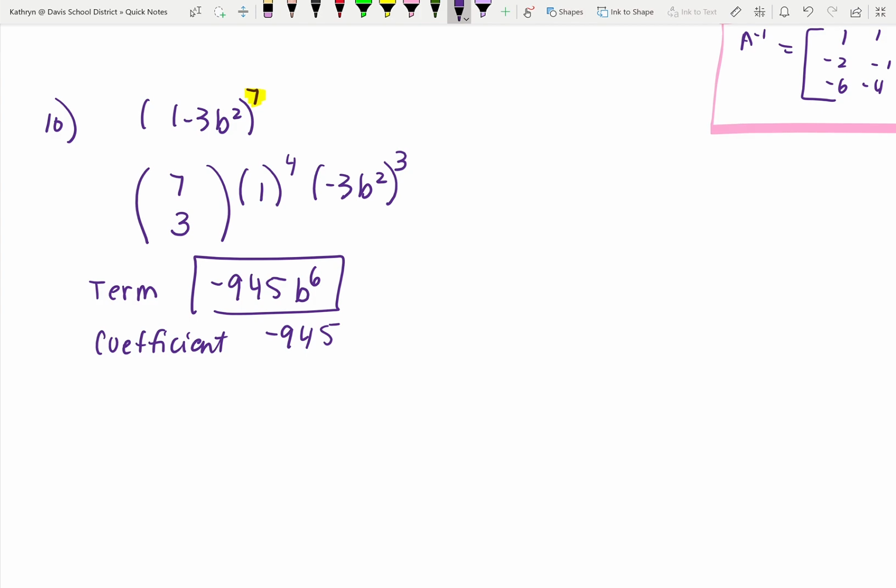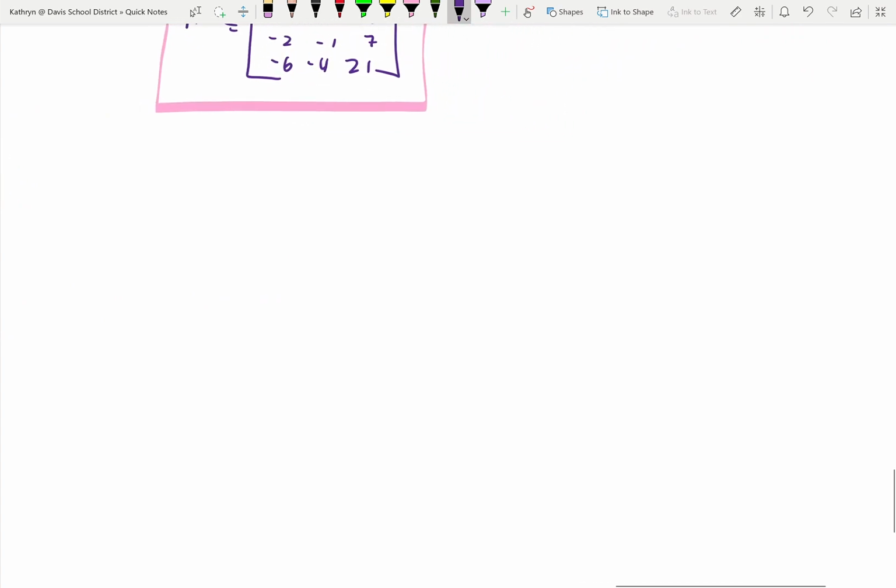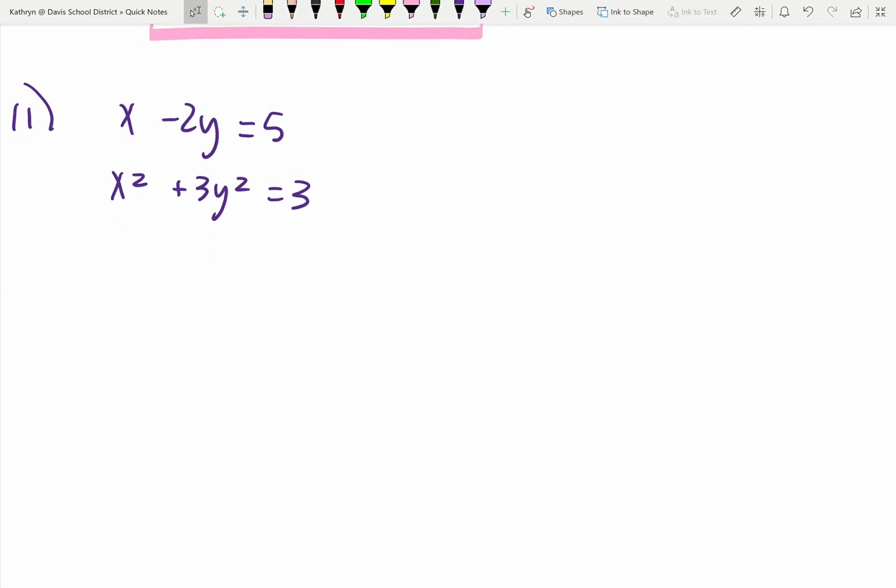Okay, question 11. Solve the system. Okay, so I cannot use elimination because the x's and y's are squared in the second equation and they are not in the first. So I'm going to have to use substitution. Do not solve anything in the second equation for x or y. It's terrible. Equation 1 is actually not going to be that bad because there's no number here with the x.